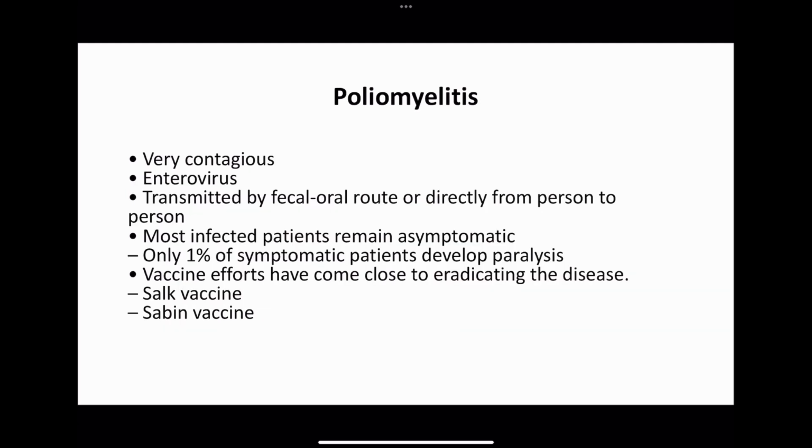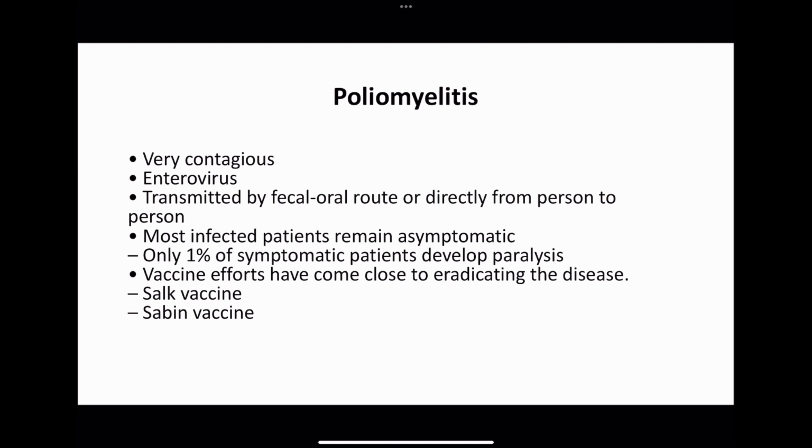For poliomyelitis, it is very contagious, and it's an enterovirus. It can be transmitted through the fecal-oral route or directly from person to person through their saliva, and then it can multiply in the throat or the GI tract. It has a 3 to 35-day incubation period, and it can affect all parts of the CNS, known as the central nervous system. Most infected patients remain asymptomatic. Only 1% of symptomatic patients develop paralysis.